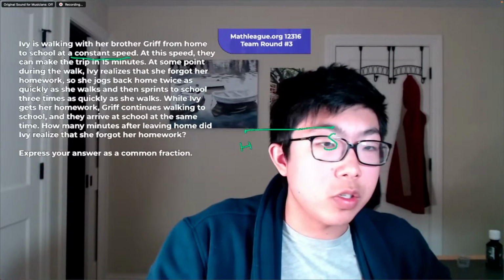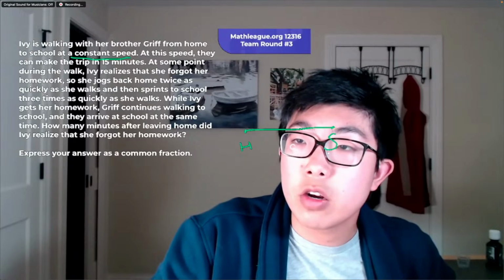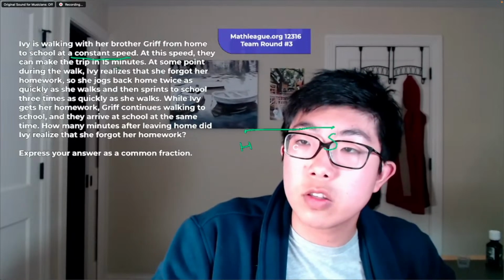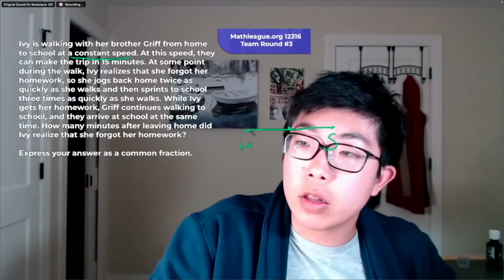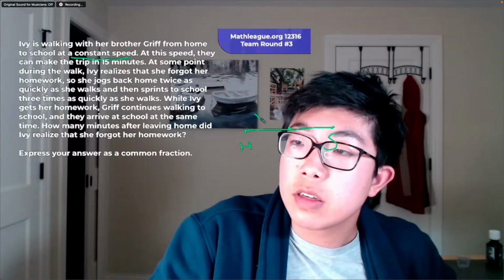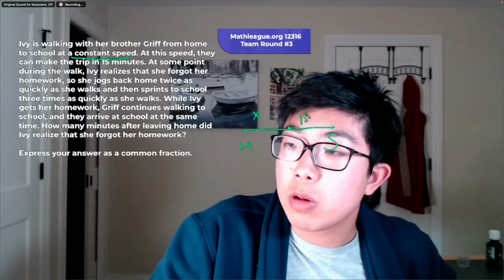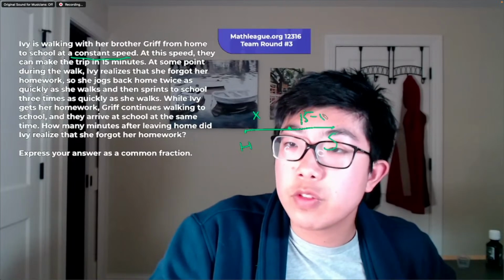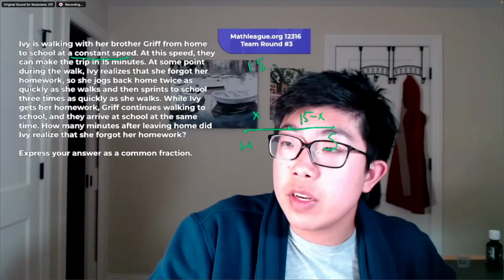One thing we're going to do here is measure distance in terms of time, because Ivy and her brother Griff walk at the same speed and their speed doesn't change except when Ivy starts running. So they're walking along from this H to this S. Let's say they've gone x minutes before Ivy turns back. And this part is 15 minus x. Griff takes 15 minutes to walk to school, and we know Ivy takes the same amount.